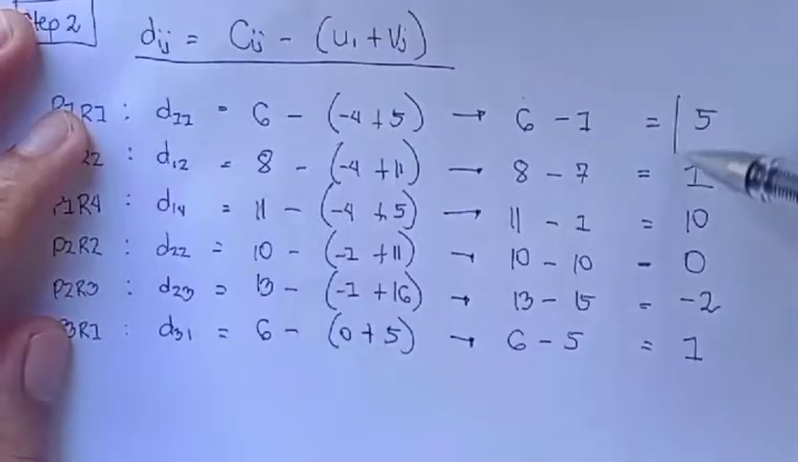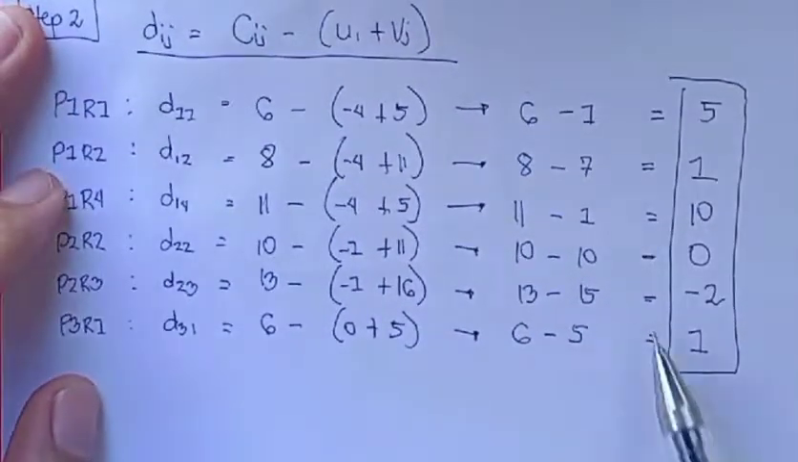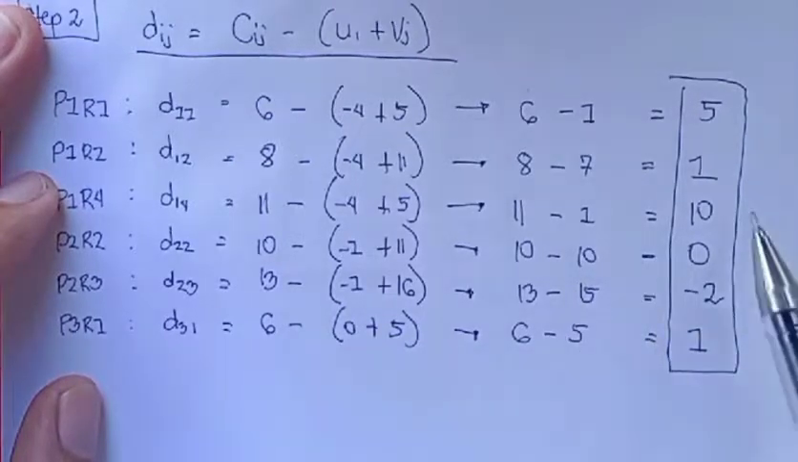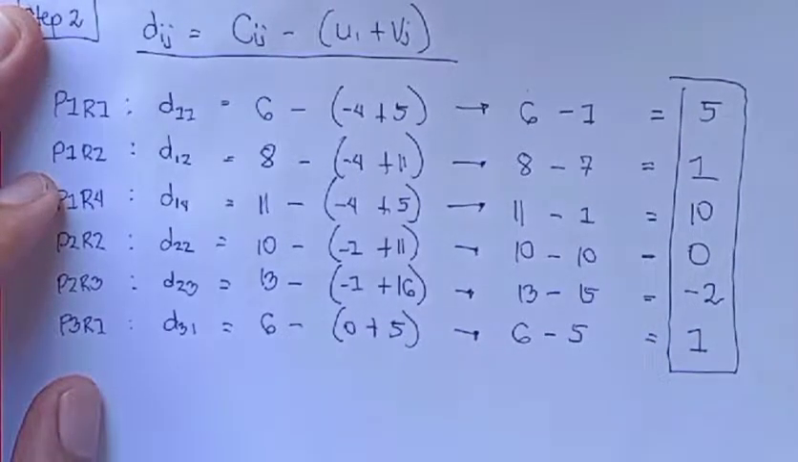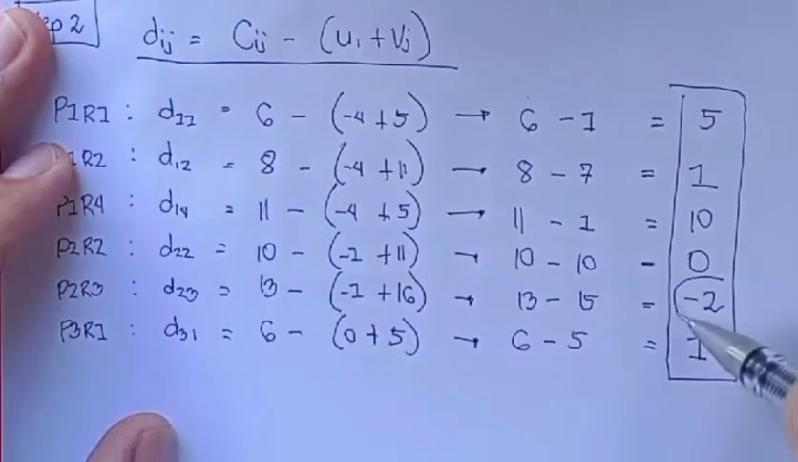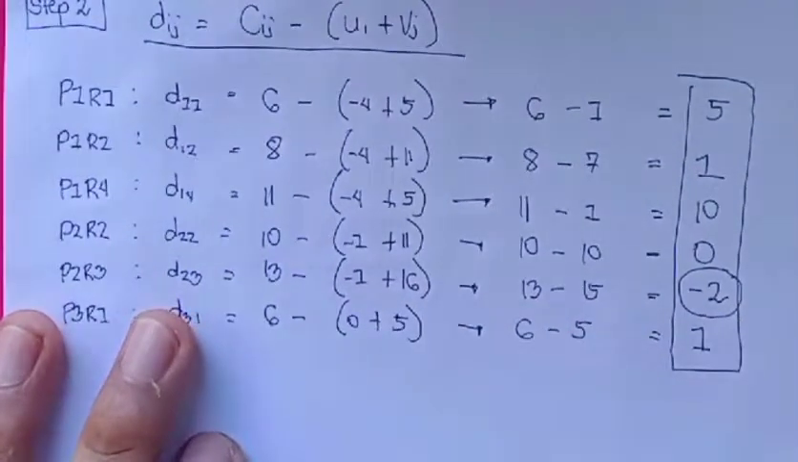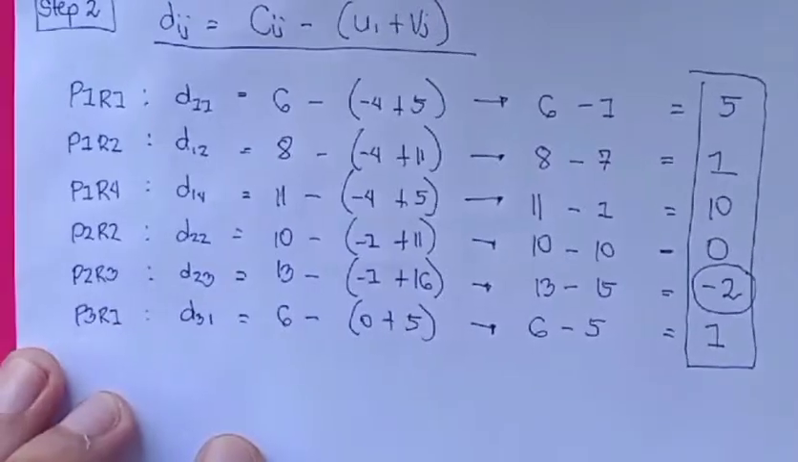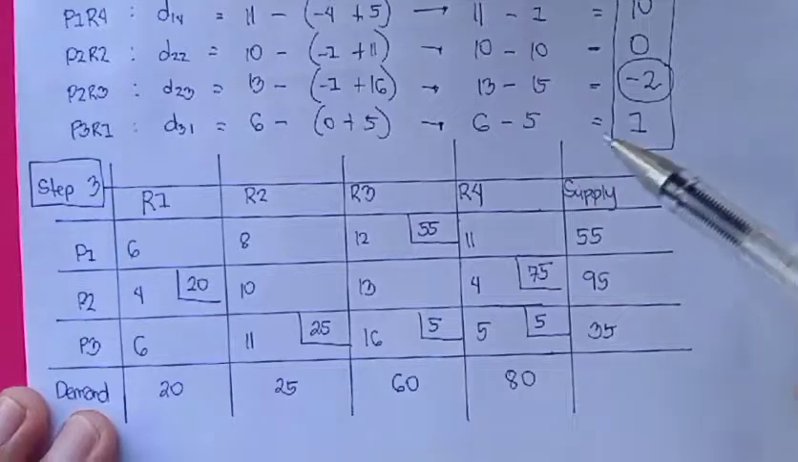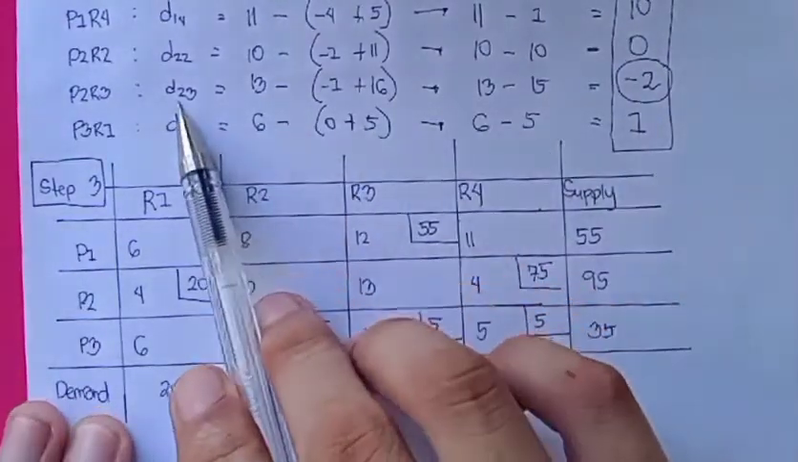Looking at the result, we need to note that if the value of our Dij is greater than or equal to 0, it means that the optimality is reached. And since there is a negative value here found in P2R3, it is possible to reduce the total cost of delivery. So our step 3 is choose the minimum negative value for all Dij. There is only one negative value, found in D23.